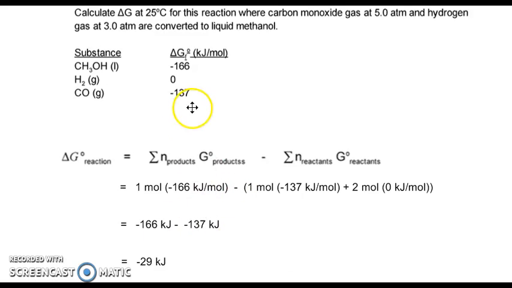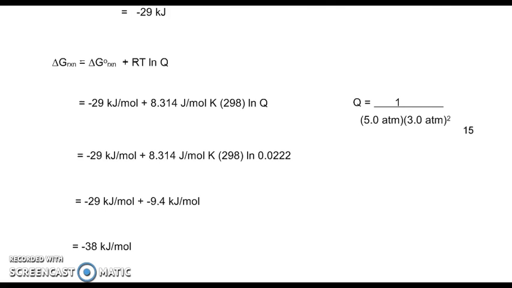Okay, hopefully you got this. You have products minus reactants. Notice that hydrogen is in a standard state, so it's 0. So we ended up with negative 29. Now it's just like all the other prompts. Go ahead and do it, and I'll share the answer in about a minute. Here's the answer. Pause it.